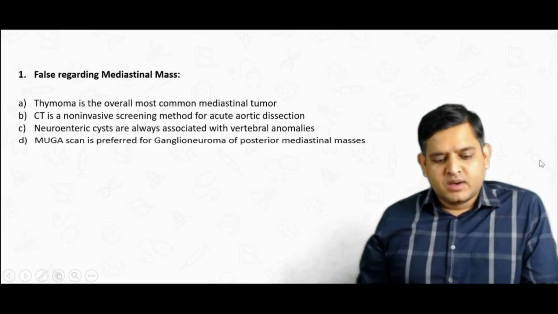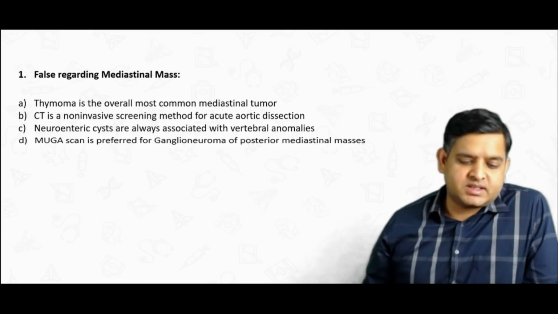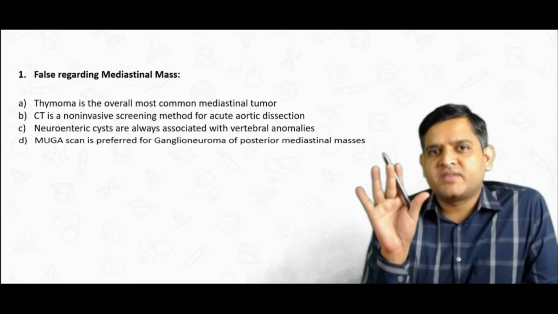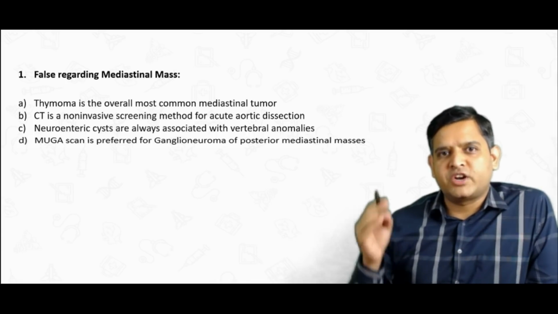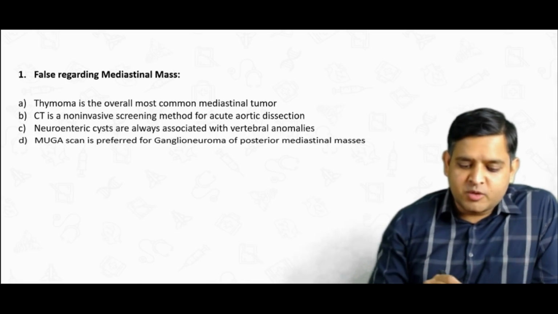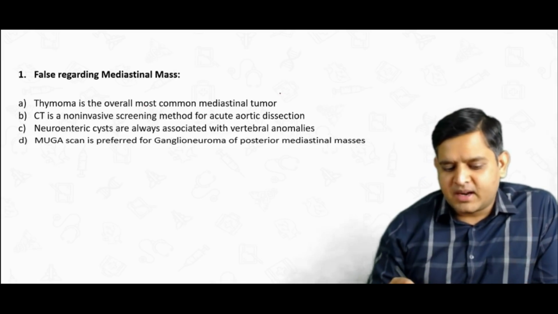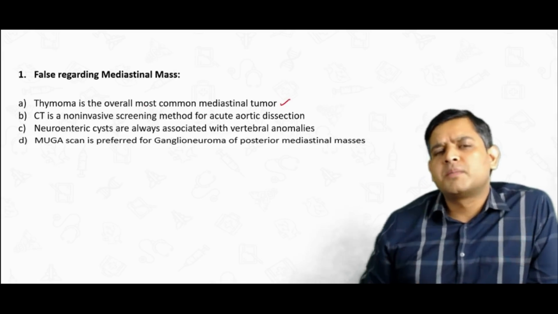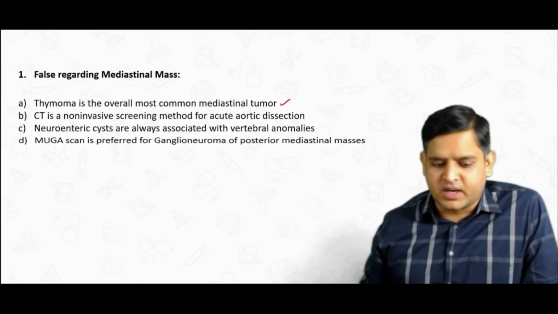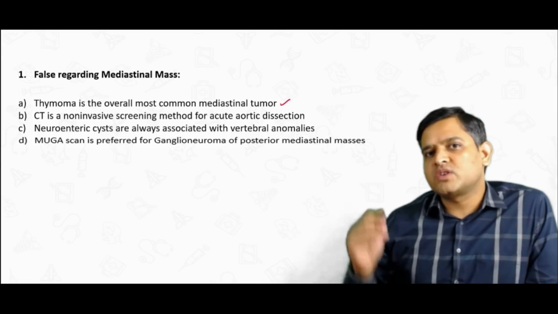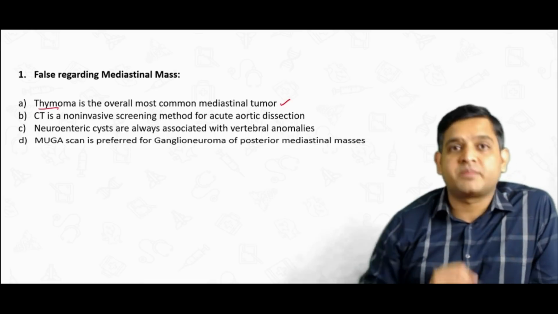Question number 1. False regarding mediastinal mass. So if you look at the question, it is very simple. There are 4 statements and you have to pick up a false statement. Thymoma is the overall most common mediastinal tumor. It's a controversial statement. For some authors this is true, but for some authors it is neurogenic tumor. However, for most of the exams, you can consider it as a true statement.